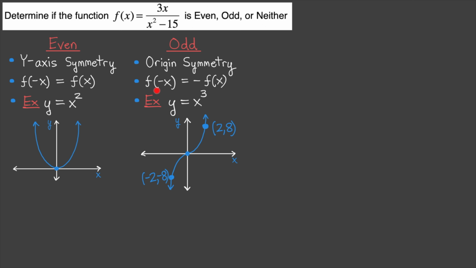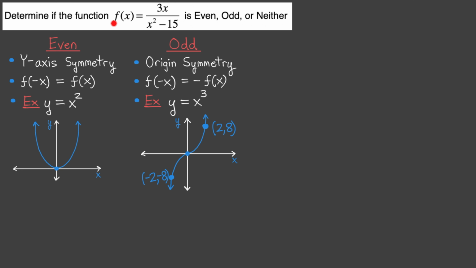And to tell if a function is odd, you plug in negative x in place of x, and if it equals exactly the opposite, this negative here, exactly the opposite of the original function, then the function is odd. And if neither of these two scenarios happen, then it's neither.